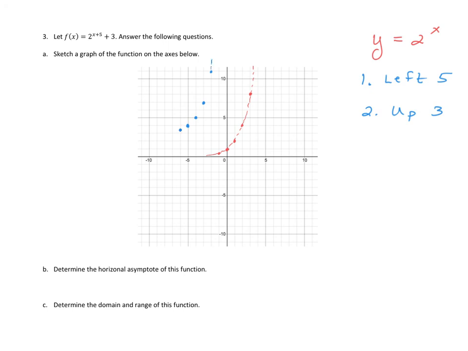So the graph that goes through it will look like this. And then it levels off here. So it's a very rough sketch, but there it is. That's the graph of 2 to the x plus 5 plus 3. Now, where's the horizontal asymptote of this function? Well, if the original one is at y is equal to 0, left 5 doesn't change it, but if you go up 3, it'll be here at y is equal to 3.